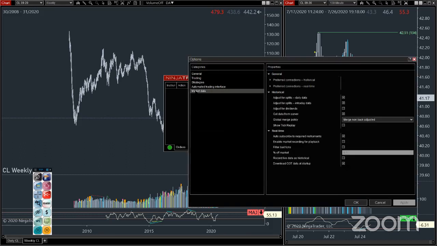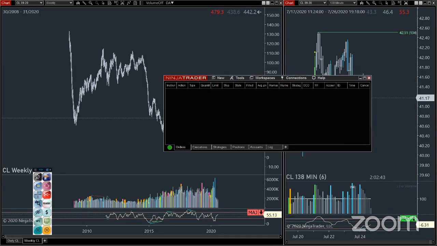Let's see here. I'm gonna make sure that I got this set up. Merge, non-back adjusted. I remember getting a heck of a lot more data than that on the weekly chart though for crude. Doesn't that seem like it's a little bit short?